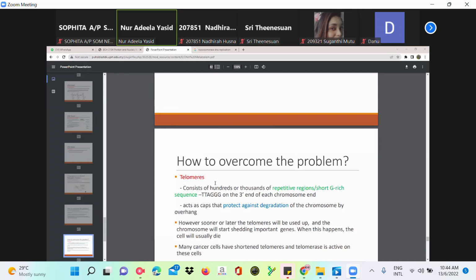Kalau dalam protozoa dia different sikit, dia ada TTGGGG. Okay, dia different lah. So this one specifically for human. Ini yang membezakan. When we talk about telomere, you should know this unique characteristic, dia punya sequence macam mana. So why is it special to have this GC rich?